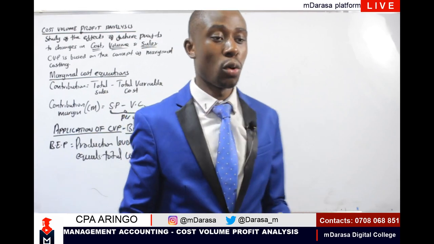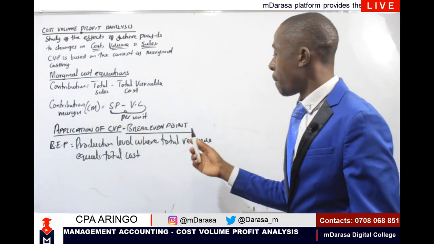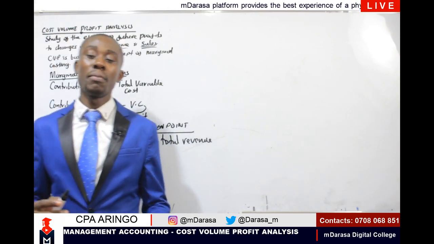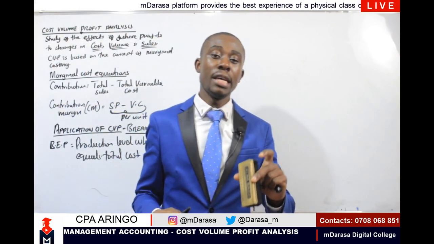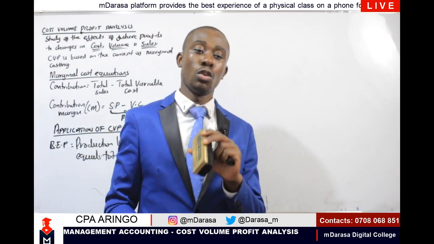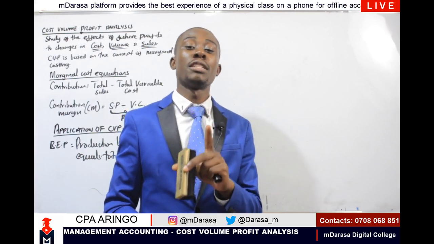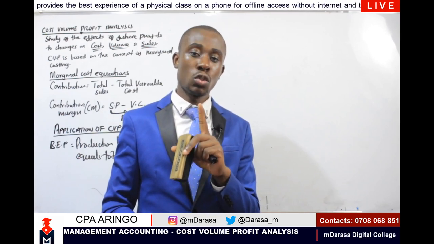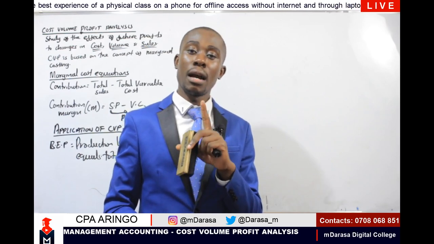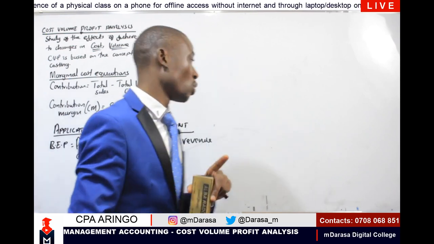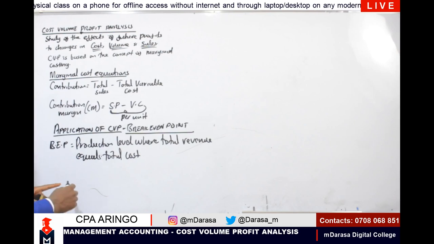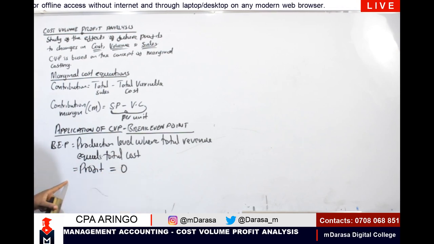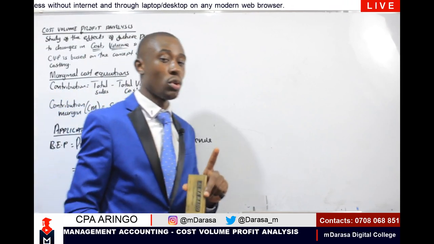You're saying break-even point is a point whereby our total revenue equals our total cost. And that means that if our total revenue is equal to our total cost, what will be our profit here? It means that at this point, my profit will be equal to zero. So confidently, you can also say it is a point where profit is equal to zero. That is a point of break even.